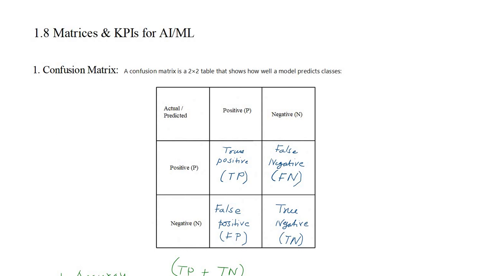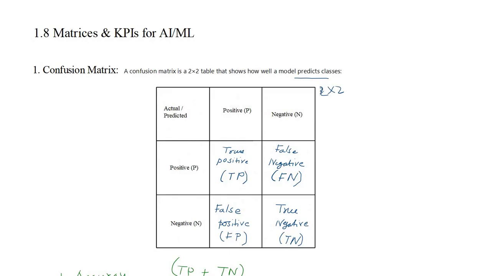This lecture will focus on the metrics and KPIs for AI/ML. One of the important metrics or KPIs is the confusion matrix. Basically, the confusion matrix is a 2 cross 2 table, which shows how well a model predicts the classes. It is a 2 cross 2 matrix.